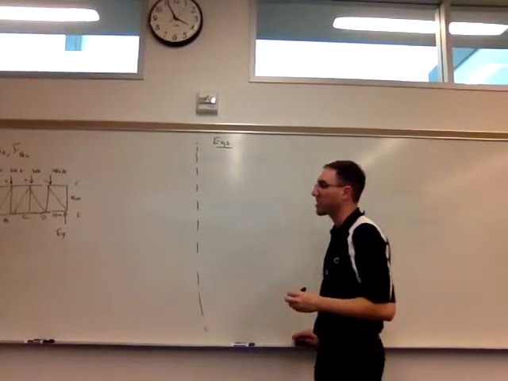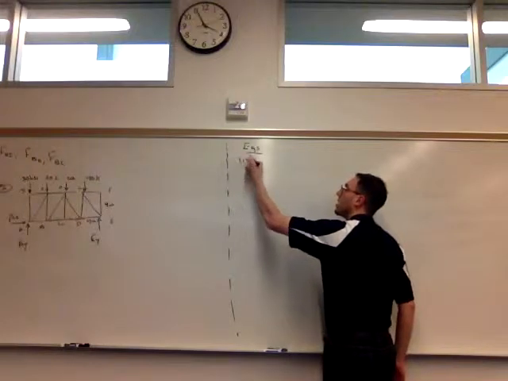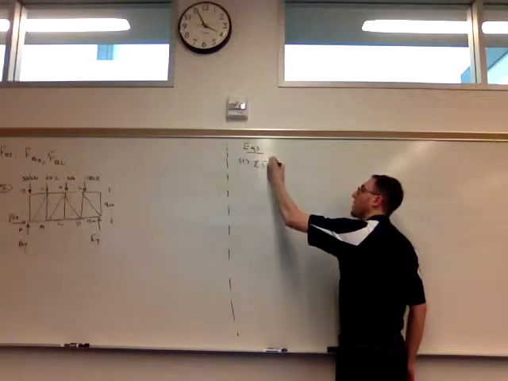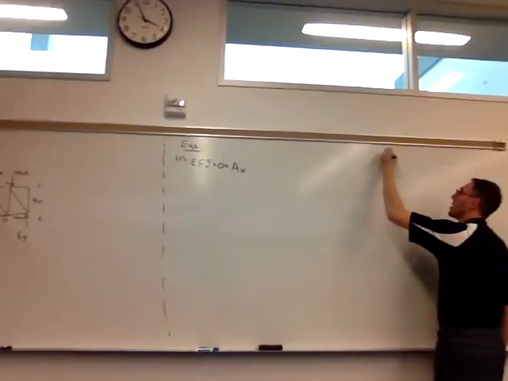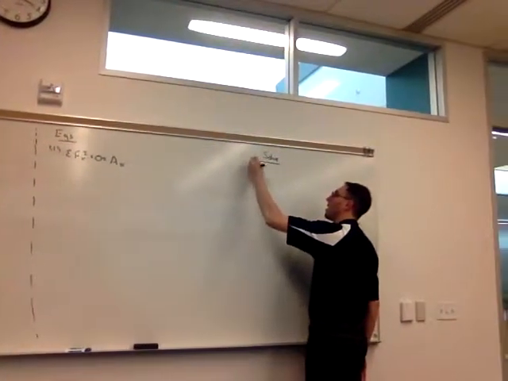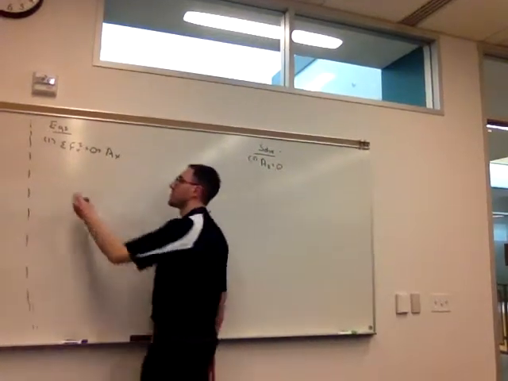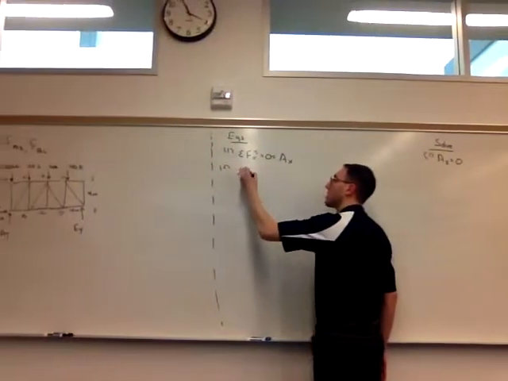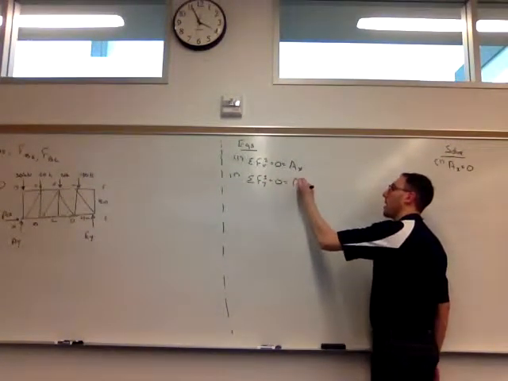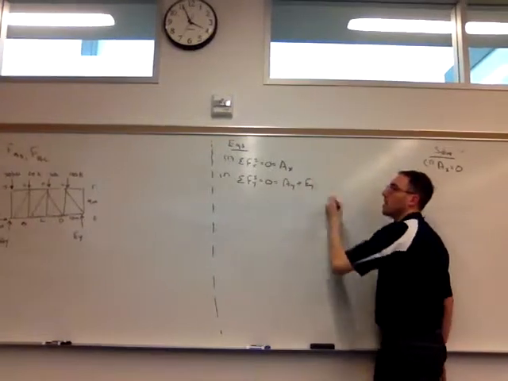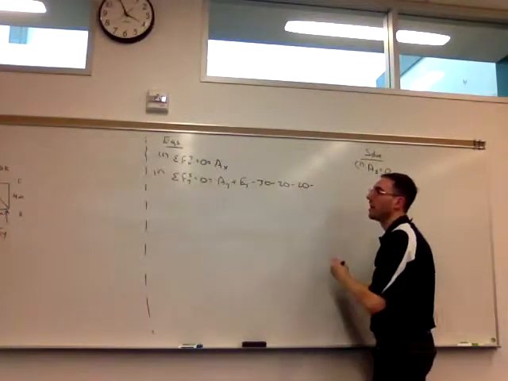So from the external picture, I can find my supports. So in picture number 1, summing forces X is going to be AX. In the Y, I'll have AY plus EY minus 30 minus 20 minus 20 minus 40.